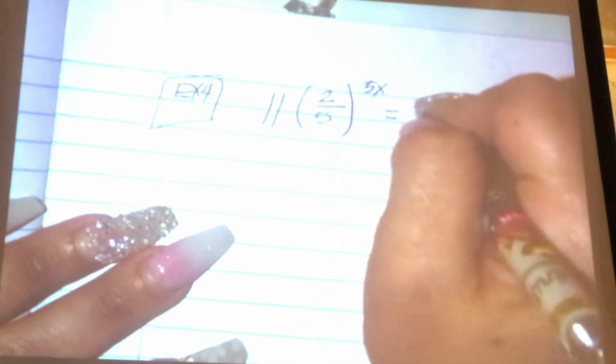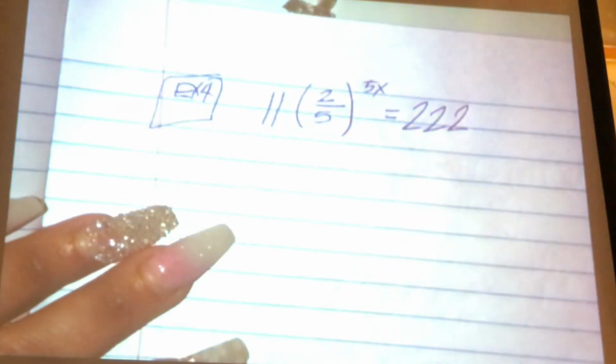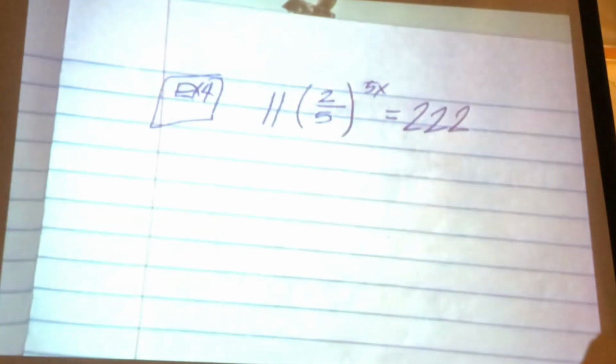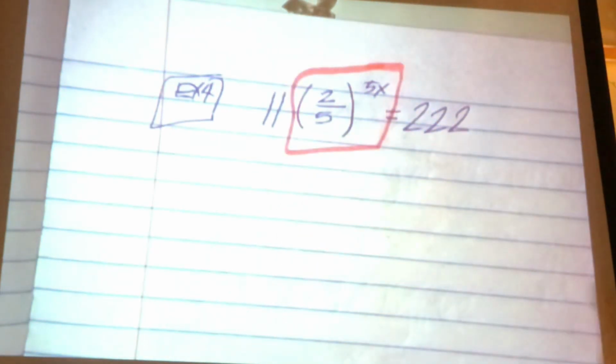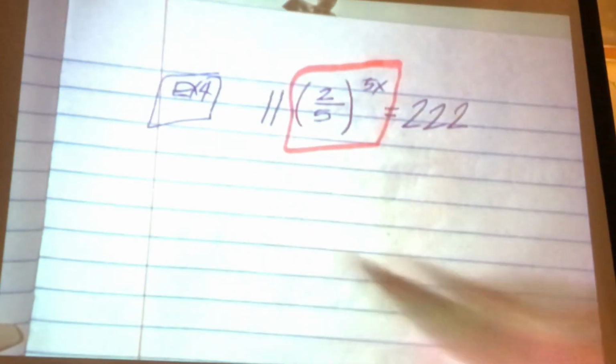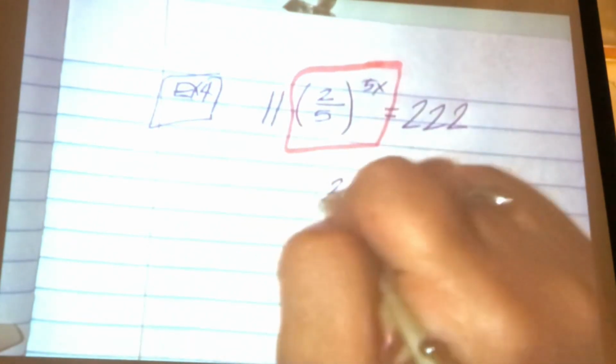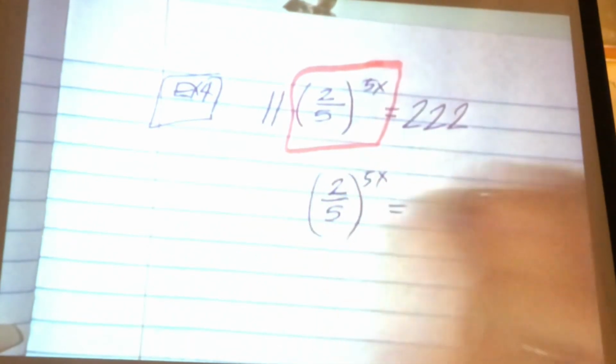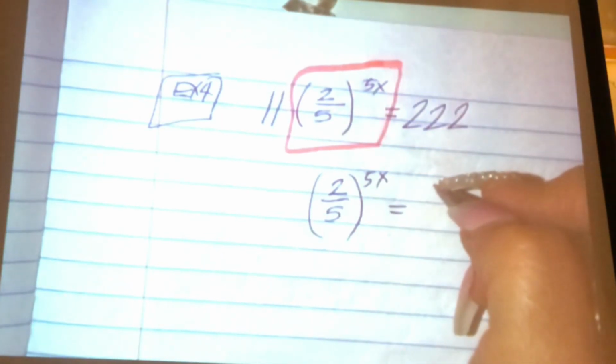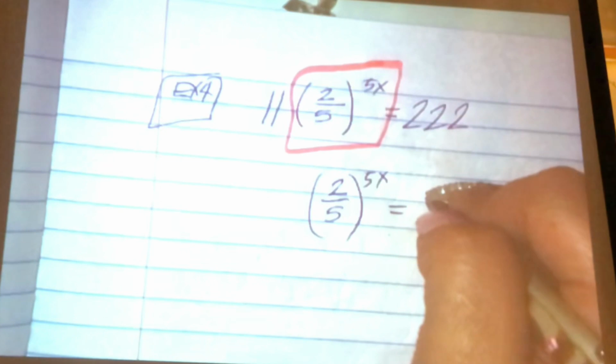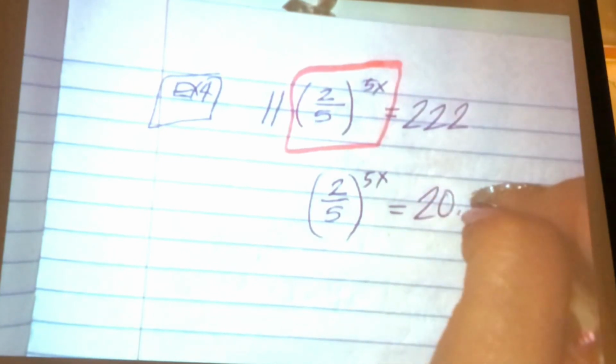11 times 2/5 to the 5x equals 222. Is the base isolated? No. What do you need to do? Divide by 11. So you get 2/5 to the 5x equals 20.2. Is that approximate or exact? Approximate.